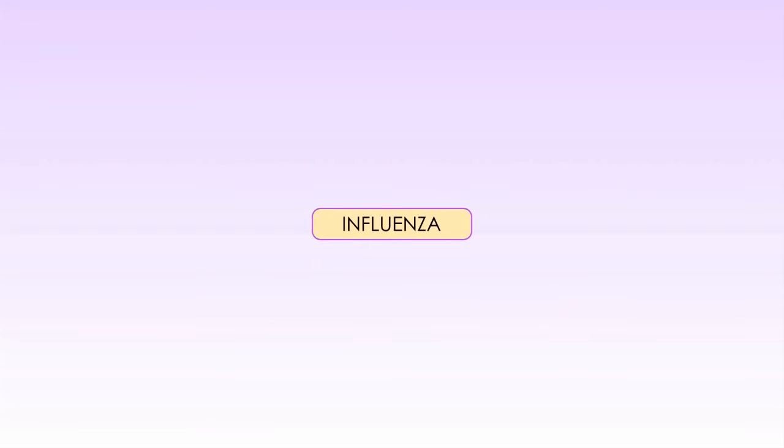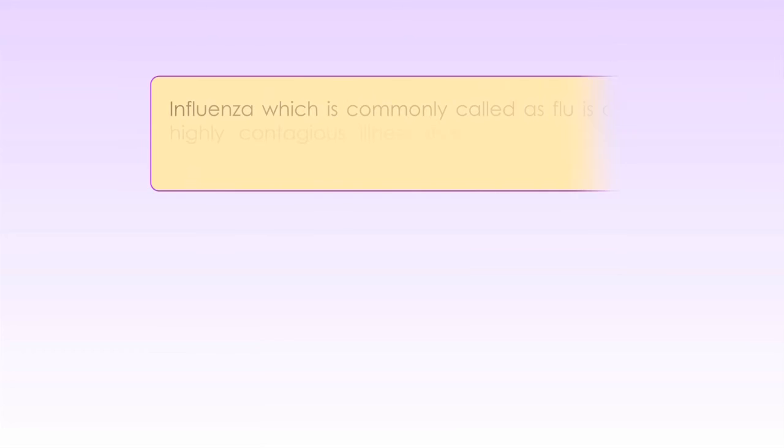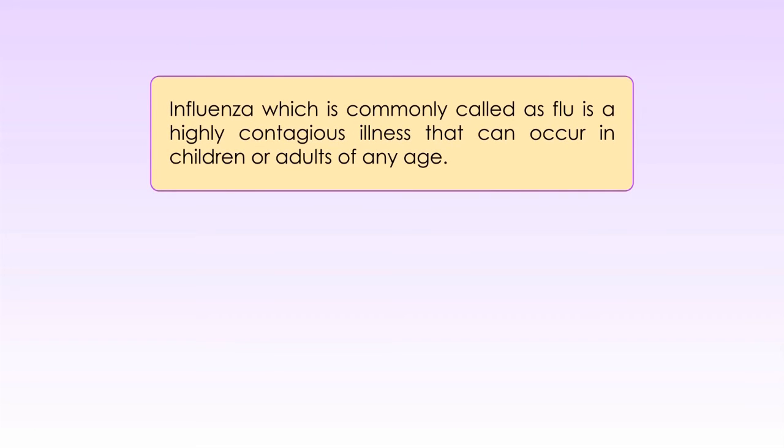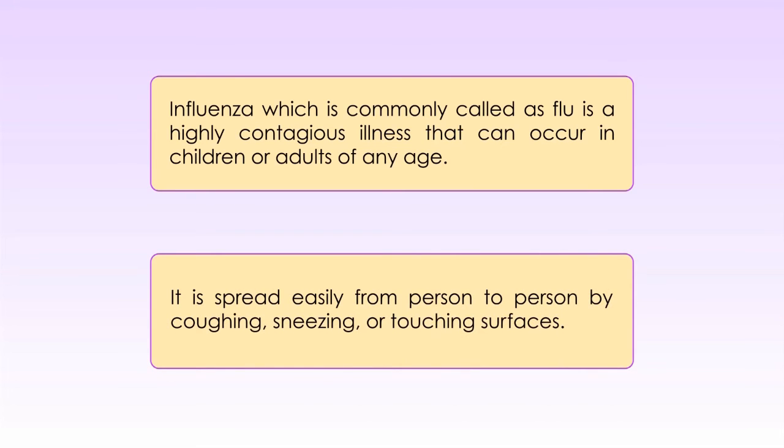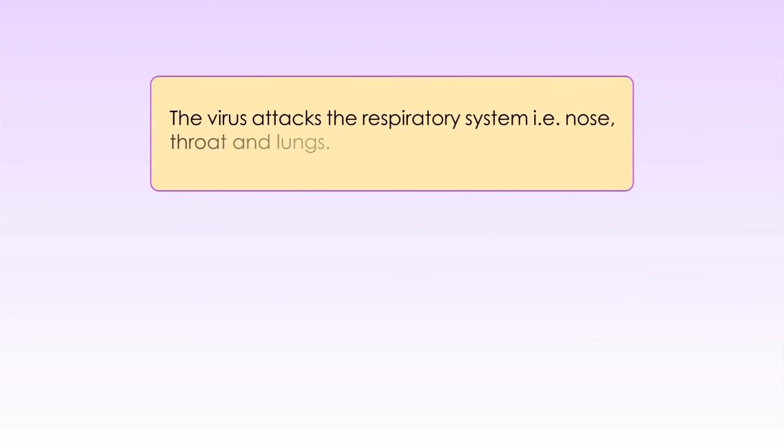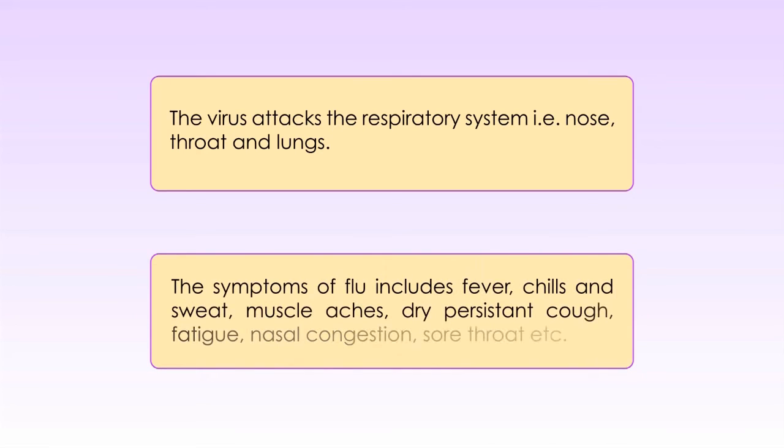Next, we'll see the human diseases caused by viruses. And the first viral disease is influenza. So influenza, which is commonly called flu, is a highly contagious illness that can occur in children or adults of any age. It is spread easily from person to person by coughing, sneezing, or touching surfaces. The virus attacks the respiratory system, that is, nose, throat, and lungs. And the symptoms of the flu include fever, chills and sweat, muscle aches, dry persistent cough, fatigue, nasal congestion, sore throat, etc. The most common complication of flu is pneumonia.